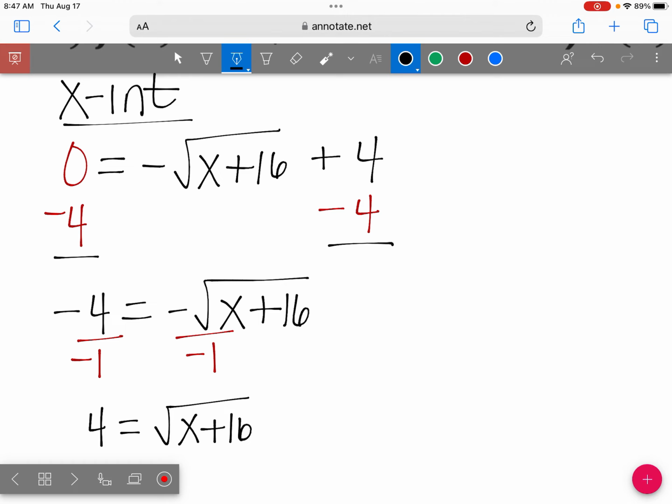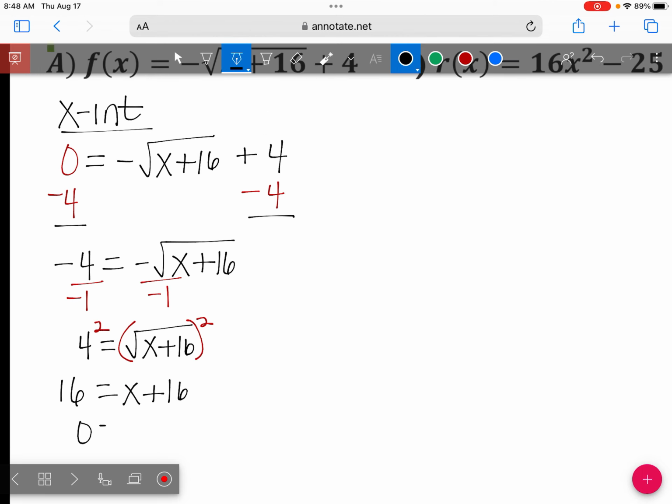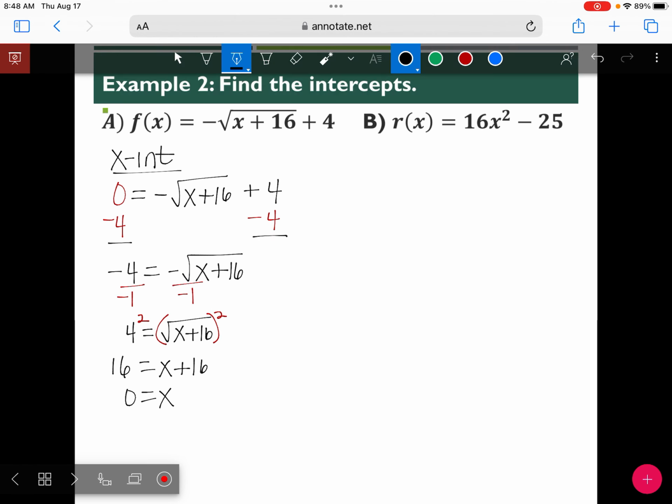To get rid of that square root, what's the opposite of taking the square root? Squaring. So that gives you 16 equals x plus 16. And when you subtract 16, you get that x equals 0. So that tells me that my x-intercept is at the origin. Whenever you get an x-intercept at the origin, that means that's also your y-intercept. But we're also going to solve it algebraically to just verify that is what we get.